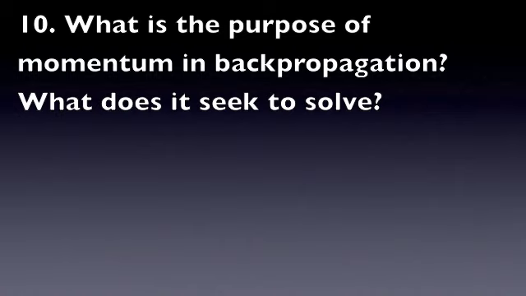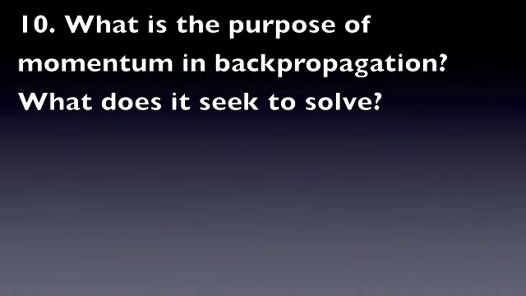Question 10 deals with momentum and backpropagation training. Recall that with backpropagation training, there were two parameters that we would pass in. We would pass in a learning rate and the momentum. The learning rate determines how fast the neural network is going to learn, and there's certain issues that we already covered with setting either too high or too low of a learning rate. Momentum is an attempt to circumvent the effect of local minima.